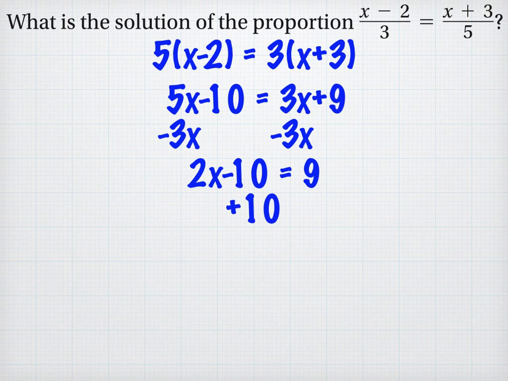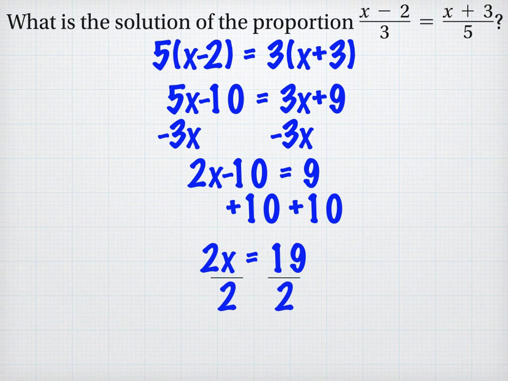Then you'll need to add 10 to both sides to give you 2x equals 19. And then the last step would be to divide both sides by 2, which gives you x equals 9.5. So 9.5 is the value of x. That will make those two ratios equivalent to each other.